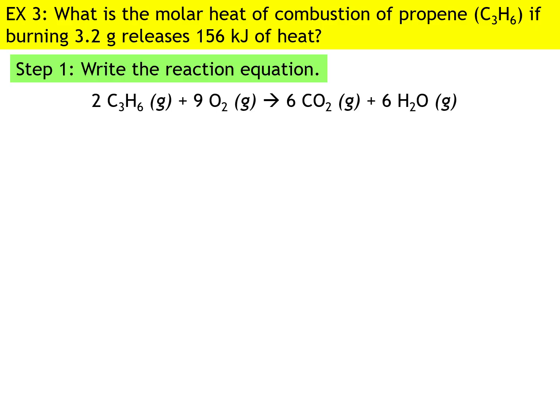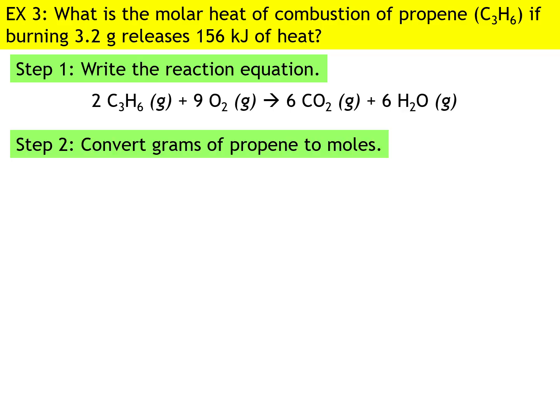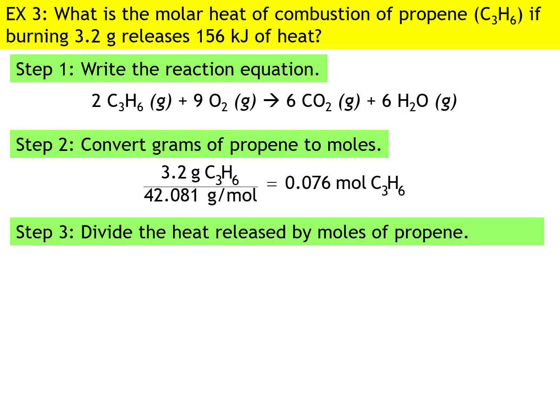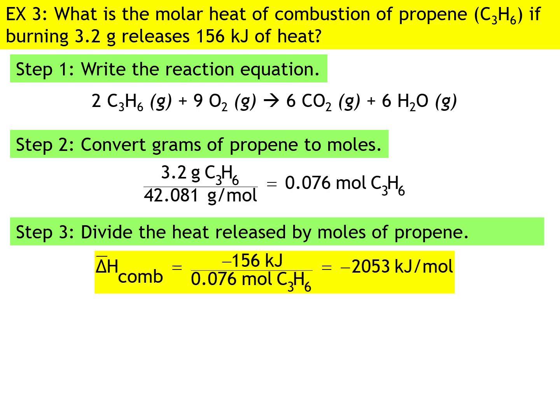So again, write out the reaction equation. Convert the grams of propene to moles. So we have 3.2 grams of propene, which means it's 0.076 moles of propene. Divide the heat produced by the moles of propene involved. And so it ends up being negative 156 kilojoules over the number of moles, and you end up with a molar heat of combustion of negative 2,053 kilojoules per mole.